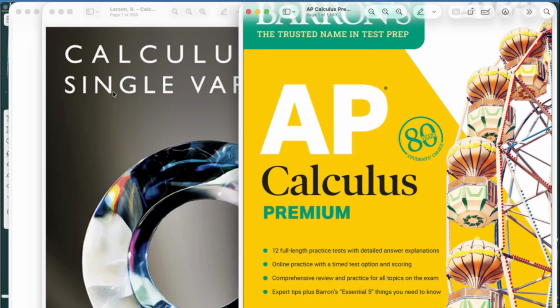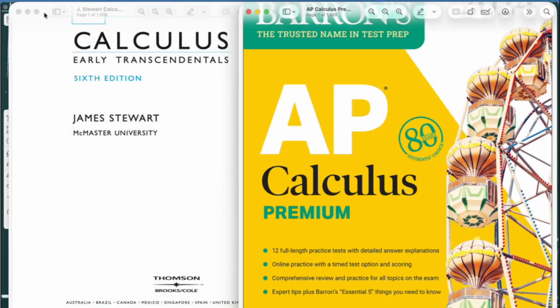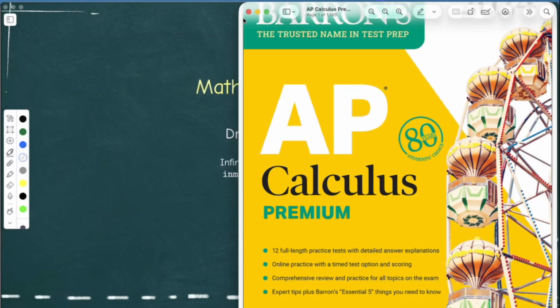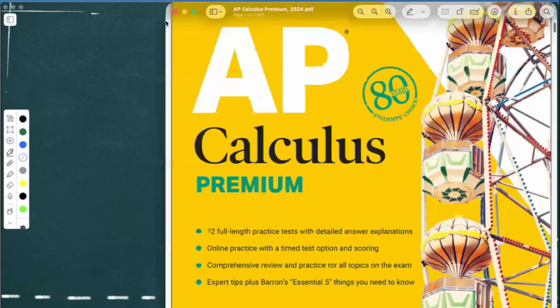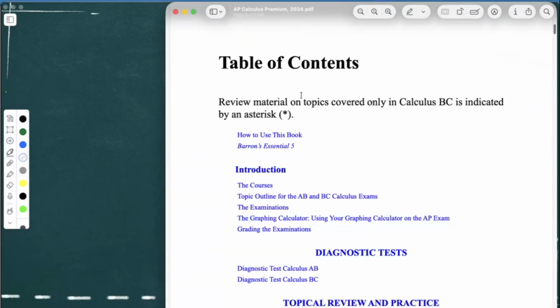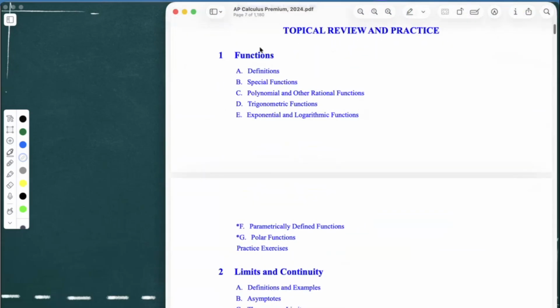Because if we just look at the book, like the AP Barron's, they will start from functions, limits, continuity, and they will go along that. So from where should I start? Do you have any specific topic in mind so that I can start with that? What's the first topic that most college students start with? See, the first topic is basically functions and limits. Yes, because you have done that.